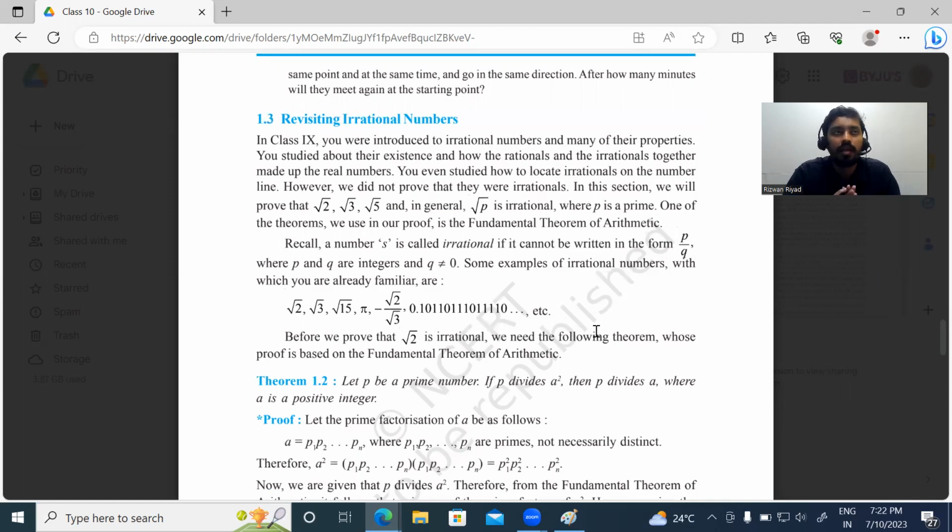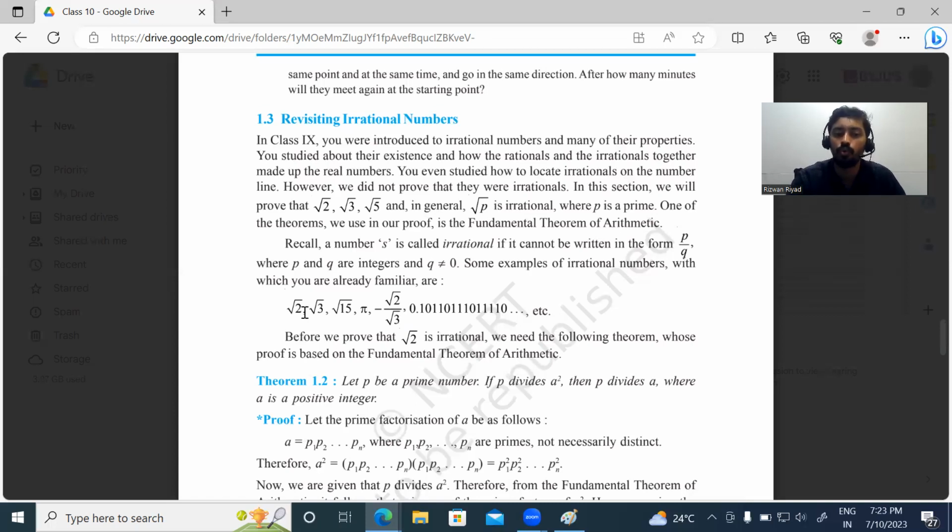We can divide the entire real numbers into two parts. The first one is rational numbers and the second one is irrational numbers. Rational numbers are those numbers that can be represented in p by q form, one integer by another integer. Irrational numbers are those numbers that cannot be represented in p by q form. Such numbers are known as irrational numbers. We have studied it already.